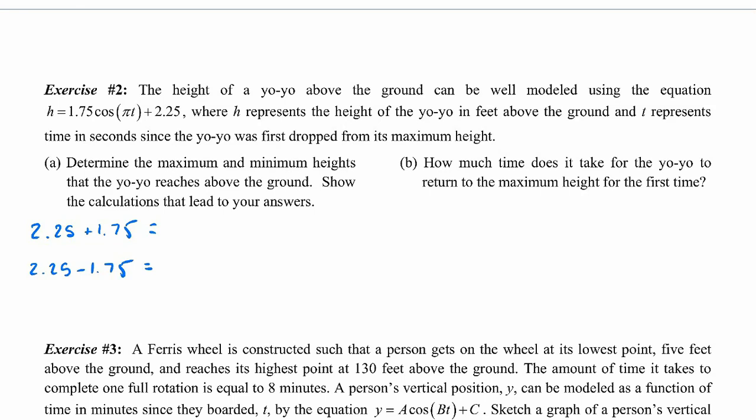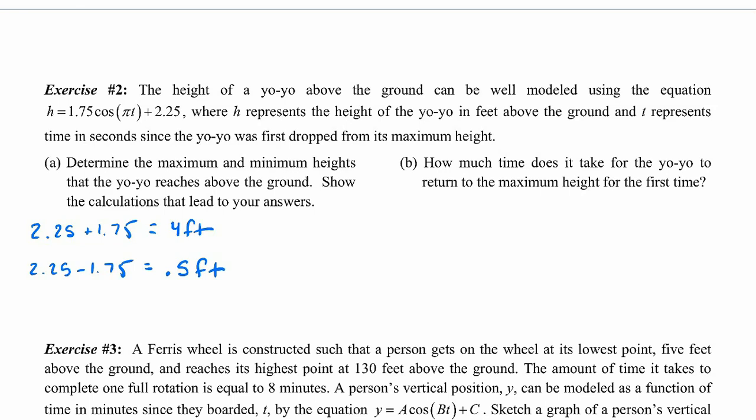So, doing the math, it looks like we're going to have a maximum height of about 4 feet, and a minimum height of... no, half a foot. Okay, so its highest point is 4 feet, its lowest point is half a foot above the ground.